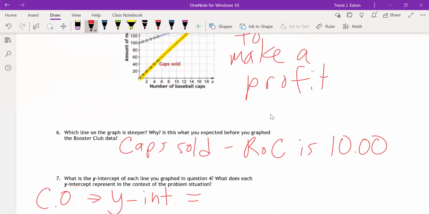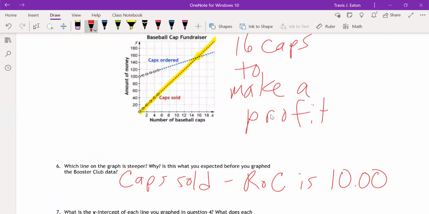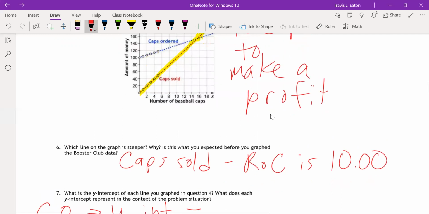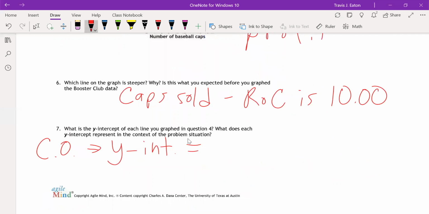At what point? Nobody bold or brave in there to tell me where the y-intercept is? Remember, the y-intercept is where the line crosses the y-axis. Yes, thank you for that. Somebody typed in $100, and you can see that right here, right? $100 is where the caps ordered line crosses the y-axis. Okay, so the y-intercept is going to be $100 or 100.